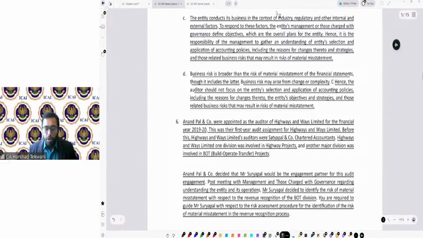If you want to answer this question, I would say keep aside the standard and logically think: if you want to perform a risk assessment procedure, what will you do? If I give you a particular process, let's say the revenue process, now perform the risk assessment procedures, what will you do?